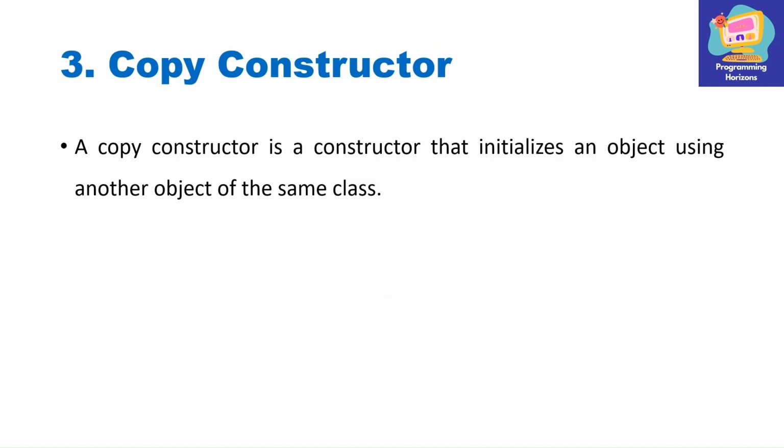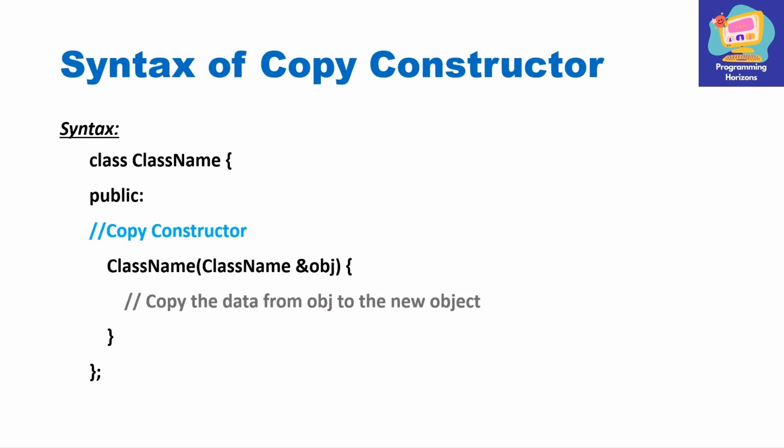The third type of constructor is a copy constructor. A copy constructor is a constructor that initializes an object using another object of the same class. So here is the syntax of a copy constructor. Inside the class definition under public access specifier, we create our copy constructor which has the same name as that of the class. Inside this constructor, we pass a reference to an existing object of this class as parameter, and this is the same object whose copy we want to create using this copy constructor.